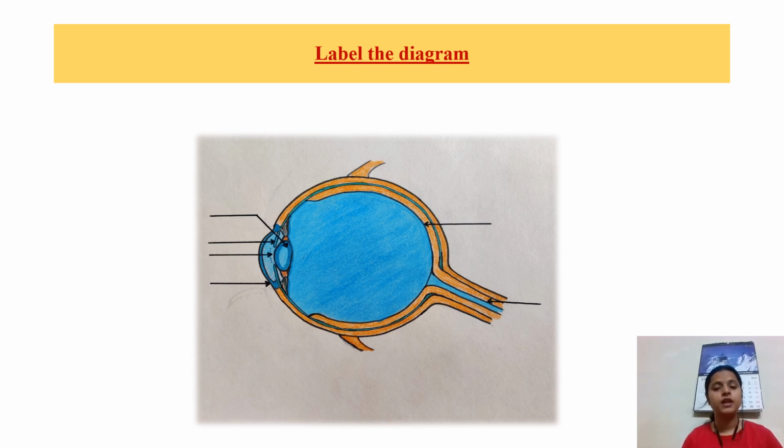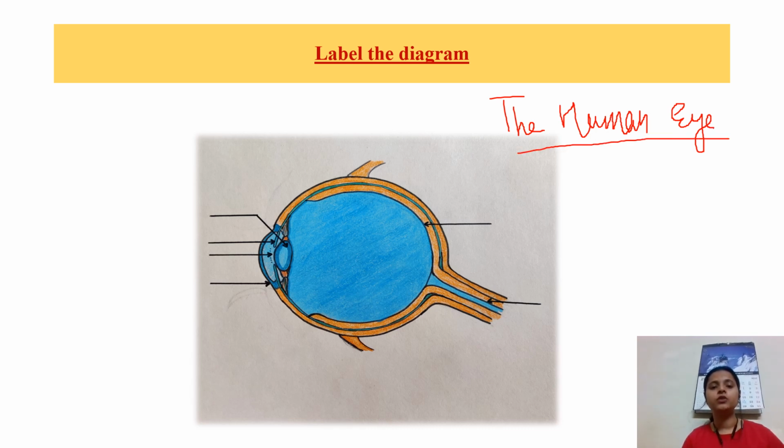Yes, so this is an image of an eye. Very good. The human eye. Okay, so let me write here, the human eye. So this is the image of a human eye. Good. So now we need to label the parts.